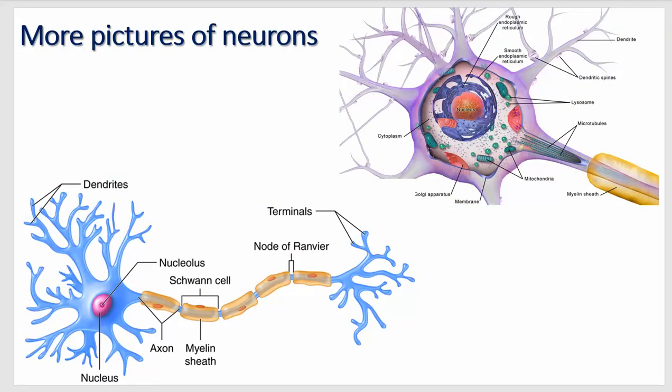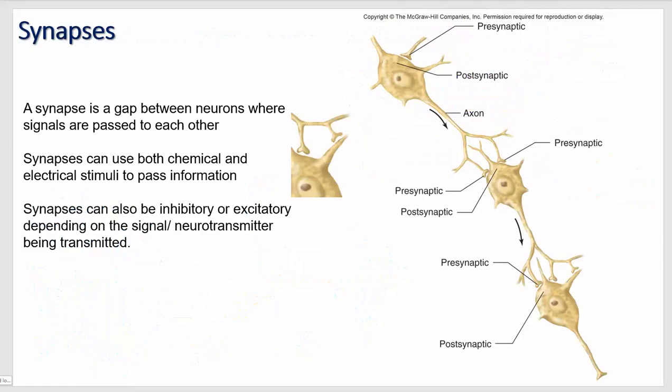Here are some more pictures of neurons. They're very pretty. Here you can see what was added are myelin sheaths, myelin also written here. Myelin sheaths increase the speed of transmission, which we'll also talk about.